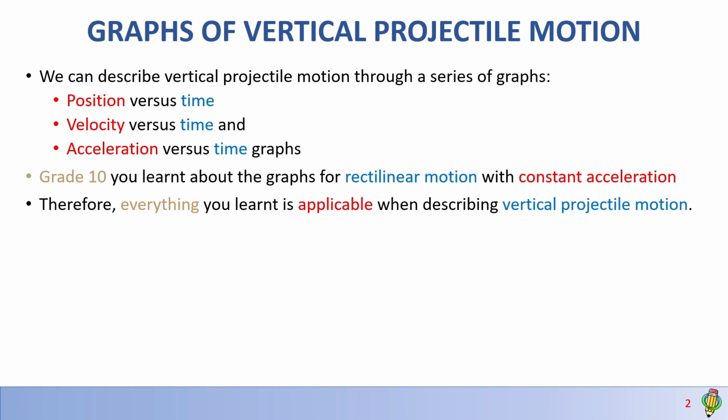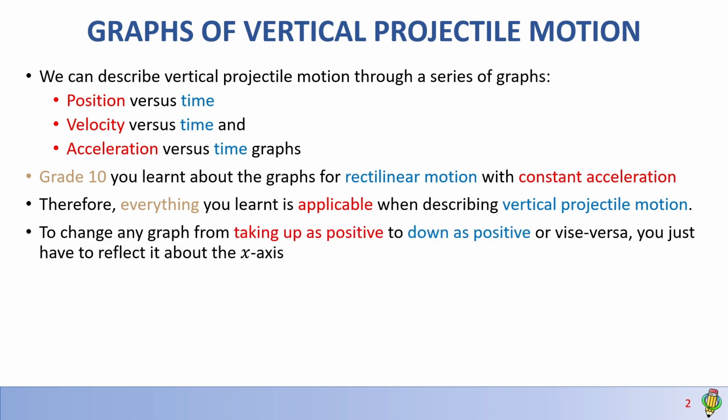Let's look at important notes about these graphs for you to know by heart. To change any graph from taking up as positive to down as positive, or vice versa, you have to reflect it about the x-axis. Now, if you do mathematics, you know what this means. Let's say you get a graph whereby down was taken as positive and you want to make it up as positive. You just have to rotate the entire graph about the x-axis.